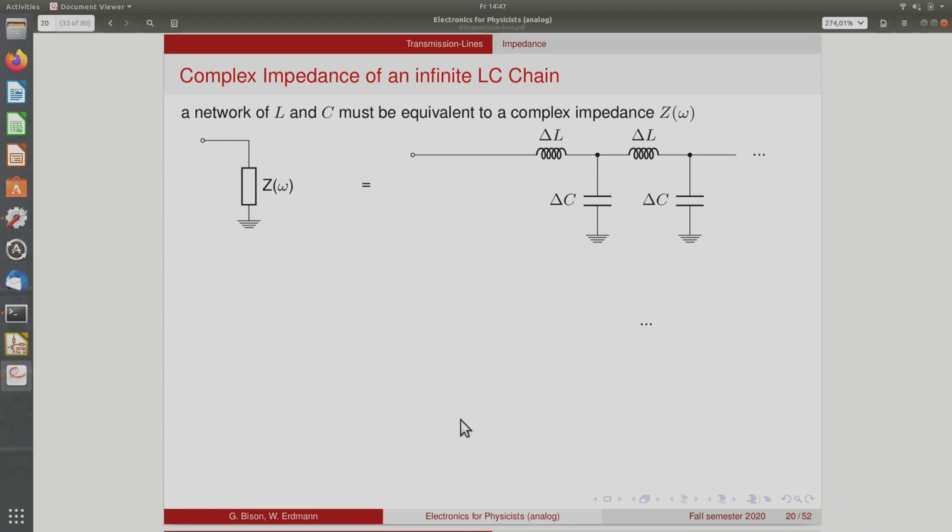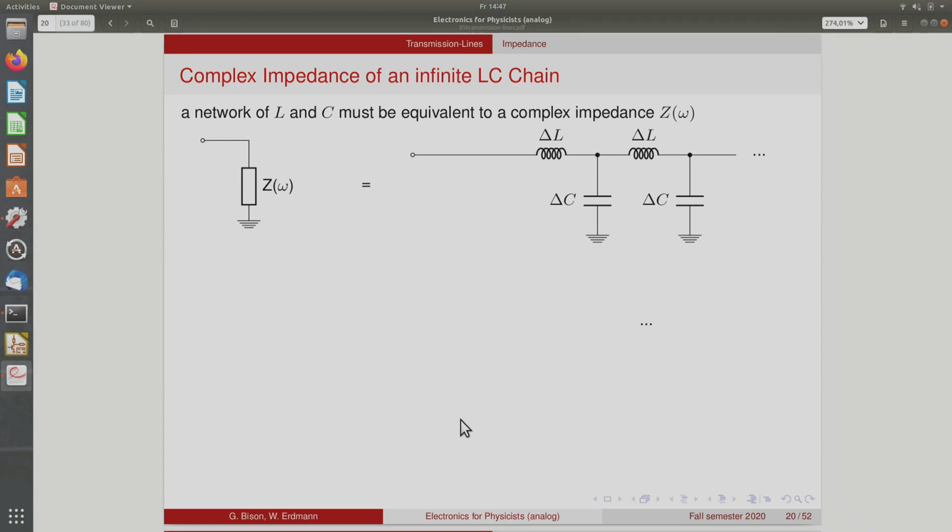Okay. So before the break, we looked at the transmission speed, the velocity of signals propagating along the transmission line. Now we'll look at another important property of such a transmission line, the so-called impedance.